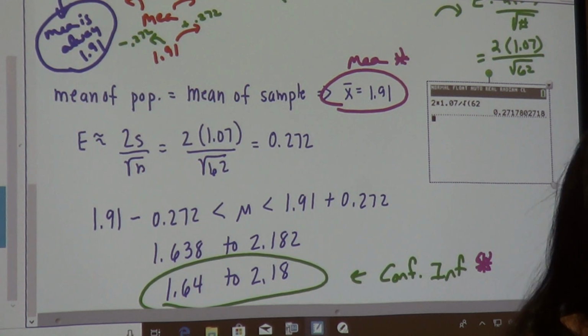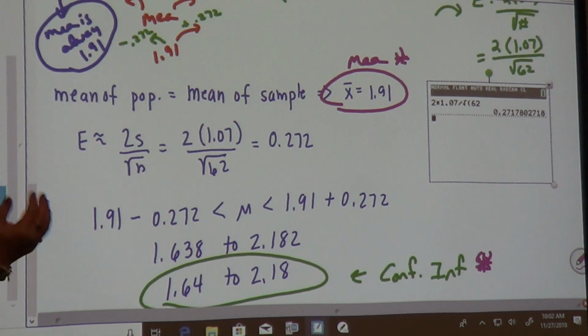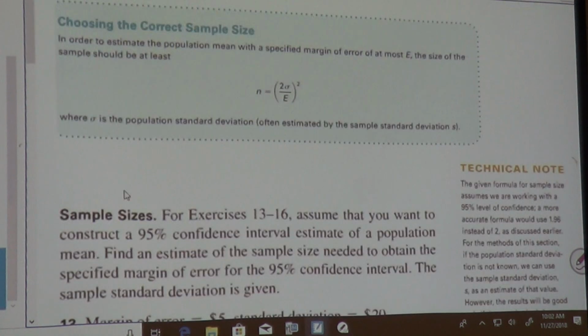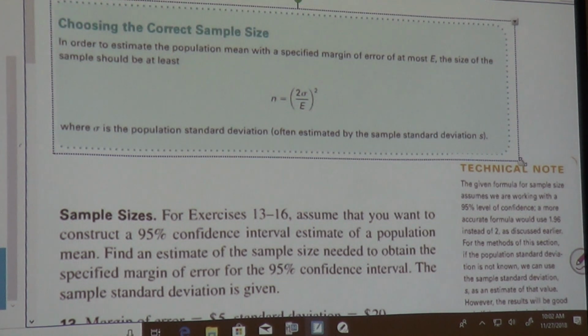And the very last thing that we're going to do is sometimes scientists and statisticians want to work backwards and say, I want a really good study, and in order to have a really good study, how many people do I need to ask? How many people is a good number to ask? Should I ask 5 people? Should I ask 5,000 people? How many people should I ask? So this last page is figuring out how many people is a good size.